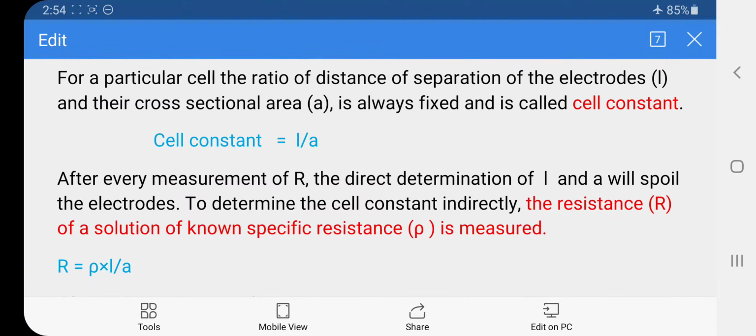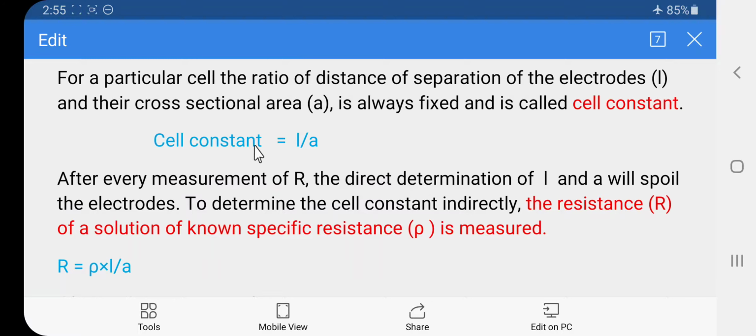So friends, the distance between the two platinum electrodes is not exactly 1 centimeter, and their cross sectional area is also not equal to 1 centimeter square. So the observed conductance is not equal to the specific conductance, but it is proportional to it, and the factor which decides its proportionality is called the cell constant.